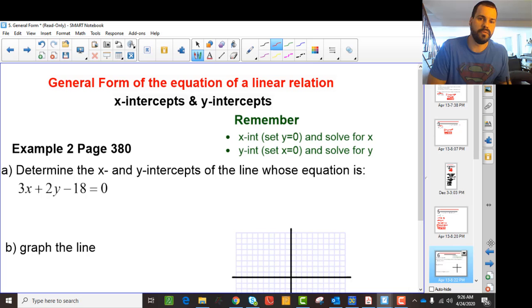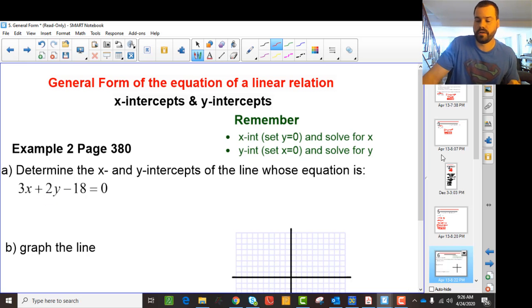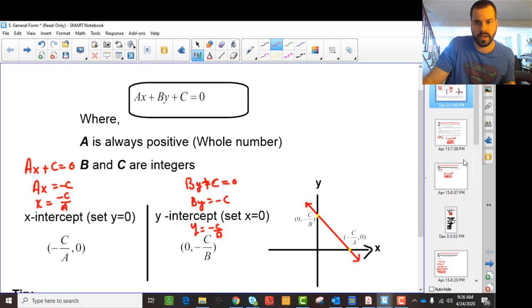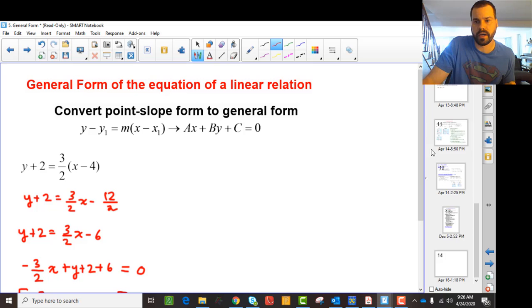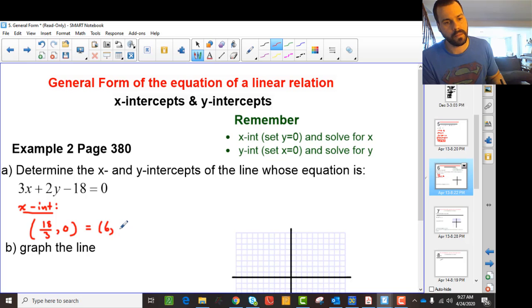Now, the other thing that we do is we actually use the x and y intercepts to find the equation. If you jump back all the way to the start, we've derived little formulas. We basically said the x-intercept's minus c over a. So if we jump back to our question, all we're going to do is say the x-intercept is going to be 18 over 3 and 0. Minus c, so minus 18, switch sign, so positive 18, and then over 3. So that becomes 6 and 0.